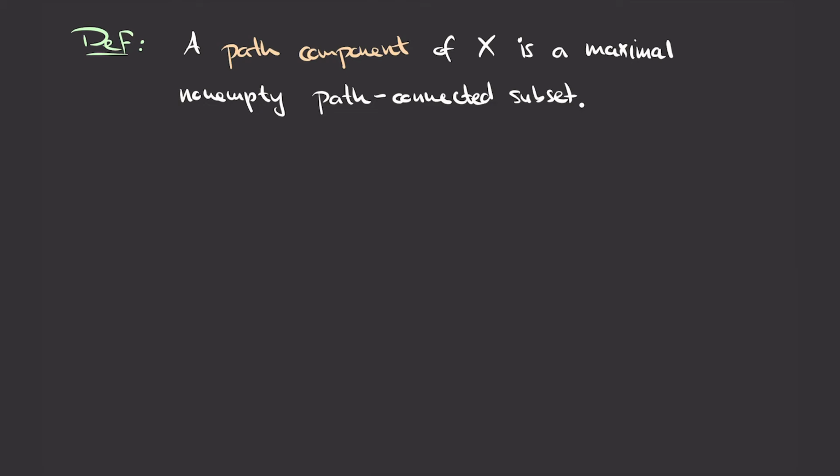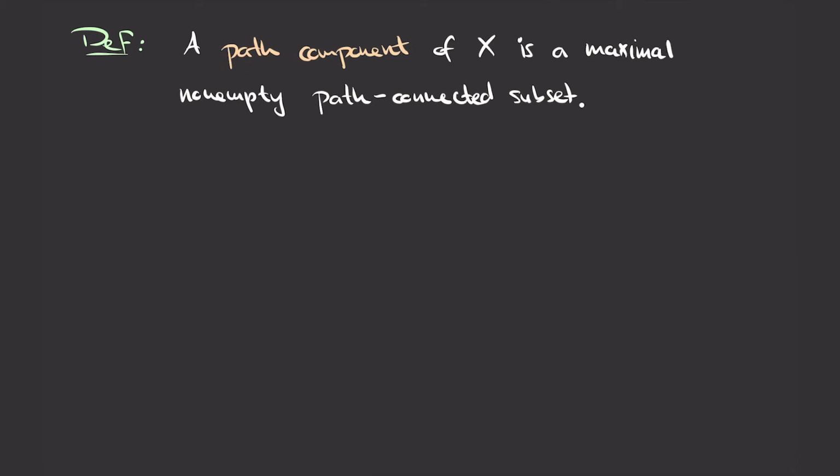So this is what's happening here. A path component of X is just a maximal non-empty path-connected subset of our space. So it's exactly the same definition as for a component, just that we've replaced connected with path-connected, and we call these new objects path components.